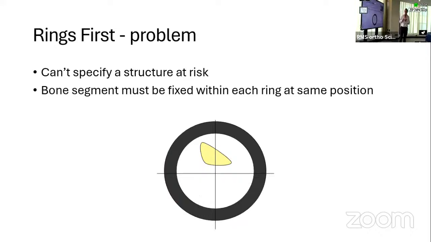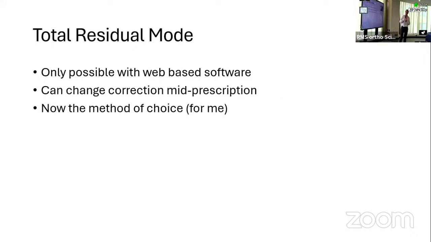The problems with it was you couldn't specify the structure at risk, and you had to have the bone within the ring in a matched position, because otherwise you'd have some translation. So it was better than anything else, but it wasn't perfect. Then it changed when it went to a web-based. Now we have the total residual mode.